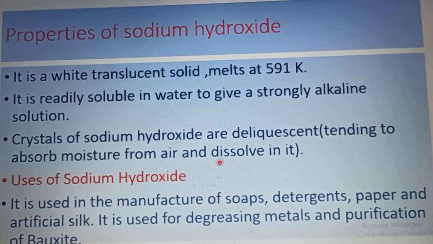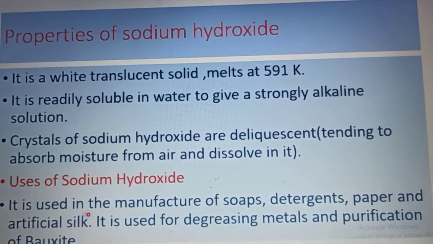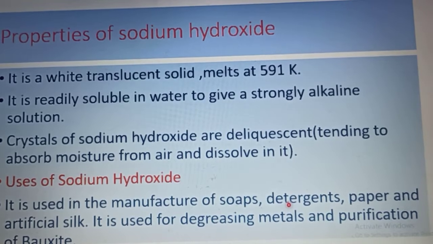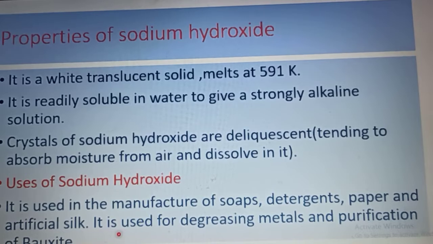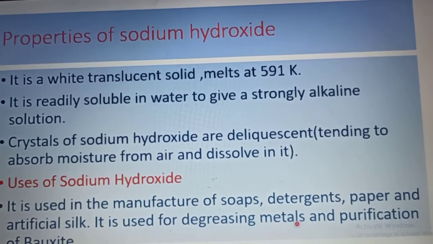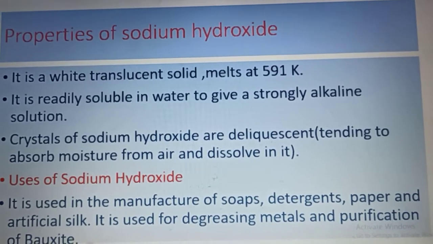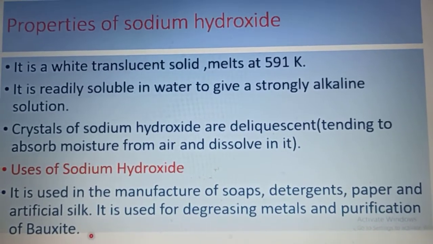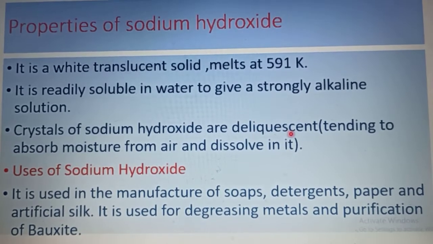Why? Because it has the property of deliquescence, meaning it absorbs water, moisture from air, and gets dissolved in it. Right? Uses of sodium hydroxide, as we have done: it is used in the manufacture of soaps, detergents, paper, and artificial silk industry. It is also used for degreasing metals, and for purification of bauxite ore. So please learn the preparation and the uses of sodium hydroxide well, and even learn this term also, deliquescent, right?